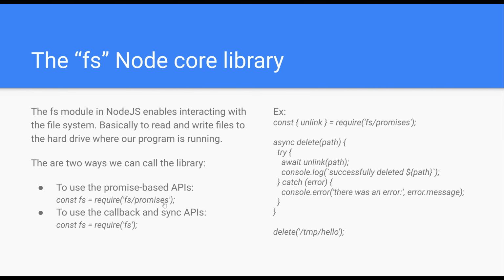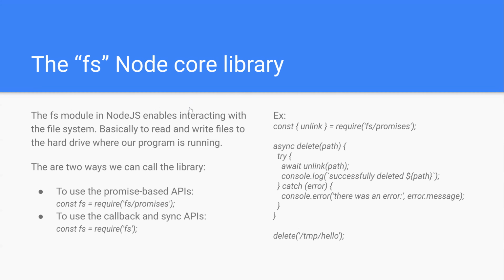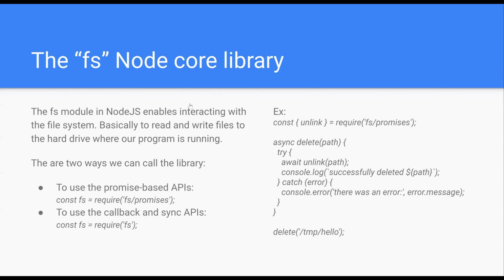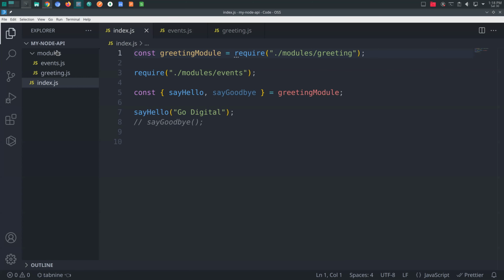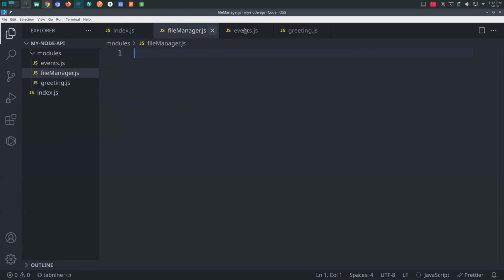So let's keep going with the FS core library. Let's basically try it out. Let's get to our code. Let's get to VS Code and try to play with files. We'll add a new module here, file manager. We'll call it file manager.js. And it's a new file.